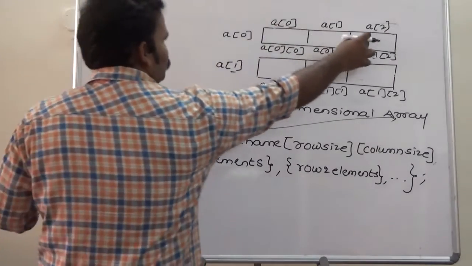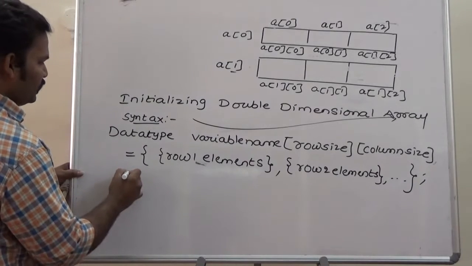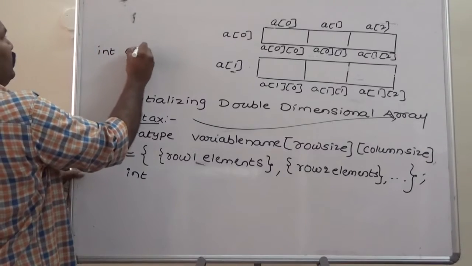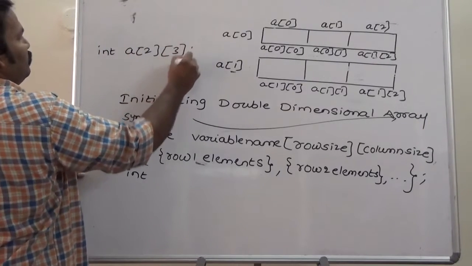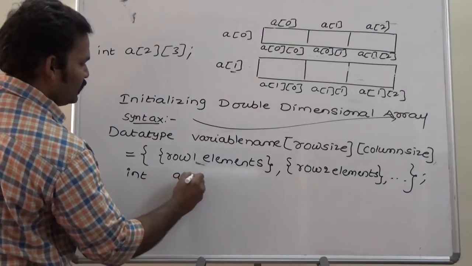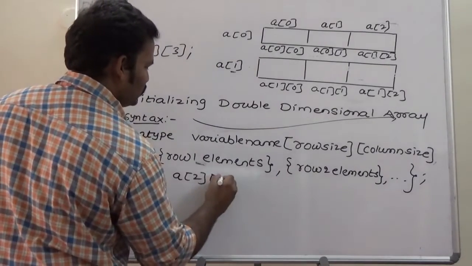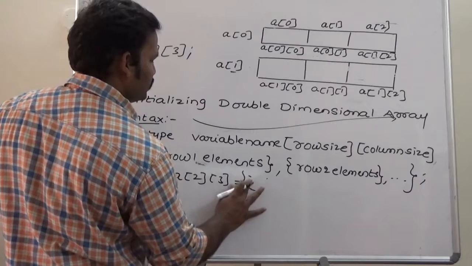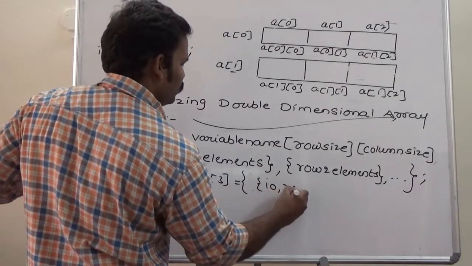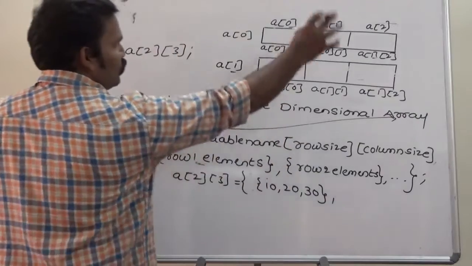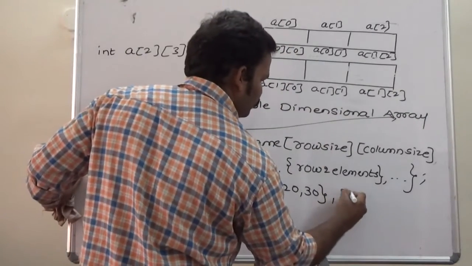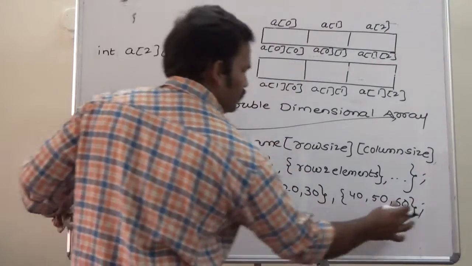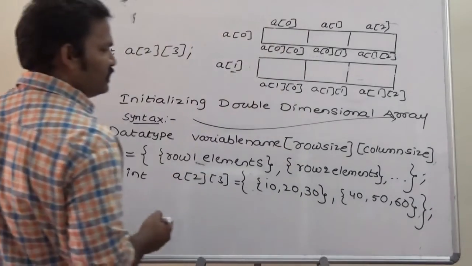Now I want to assign elements to the array. Data type int, already we declared it: int a of 2 3, so variable name a, row size 2, column size 3, is equals to row 1 elements. First I am assigning row 1 elements, suppose 10, 20, 30. Row 1 elements completed. Next row 2 elements: 40, 50, 60, order is not important, and close the curly brace, end with a semicolon.